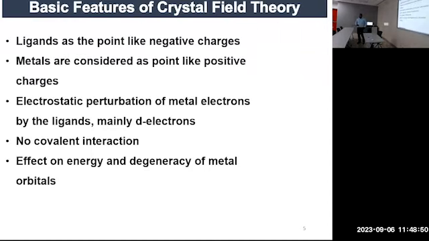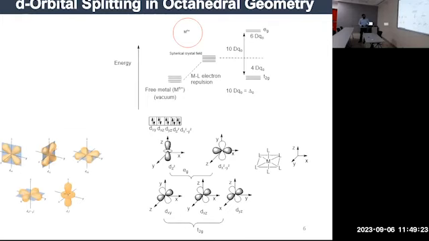Any theory has basic postulates and concepts. Ligands are point-like negative charges and metals are point-like positive charges. The result is an electrostatic attraction, an interaction between them, with no covalent interaction in this theory. When you apply a particular field, octahedral, tetrahedral or square planar, you will have different geometries and different lifting of the degeneracy of the d orbitals. So let me first tell you that when you want to study octahedral geometry or 3d transition metals, you should know the shapes of the orbitals.